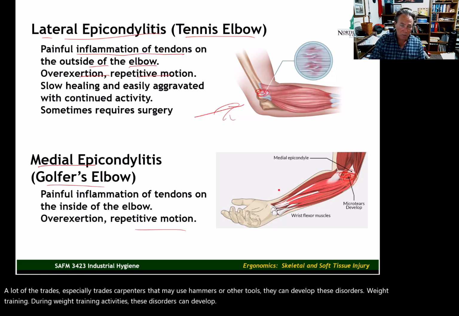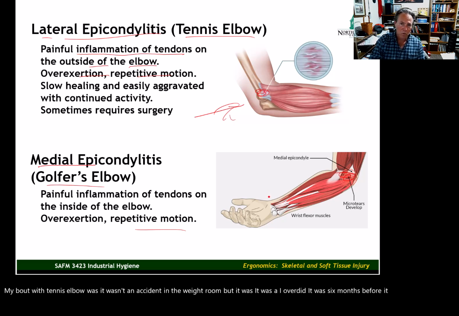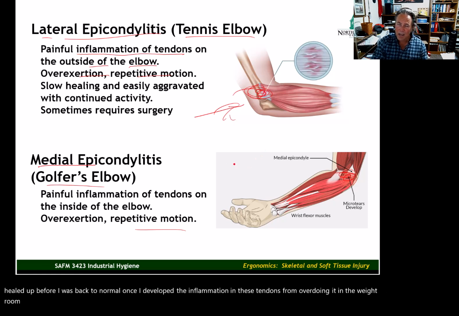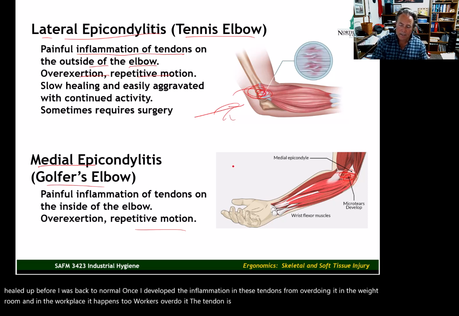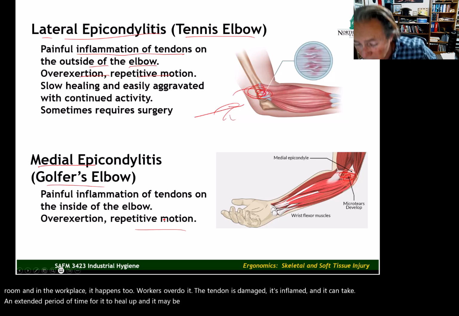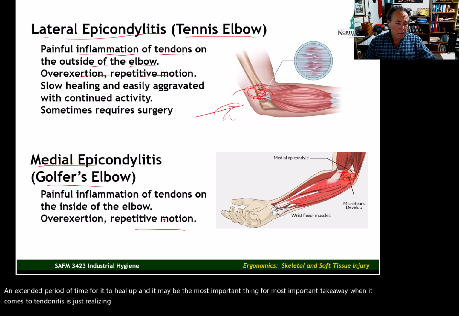My bout with tennis elbow wasn't an accident in the weight room, but I overdid it. It was 6 months before it healed up, before I was back to normal, once I developed the inflammation in these tendons from overdoing it in the weight room. And in the workplace, it happens too. Workers overdo it. The tendon is damaged, it's inflamed, and it can take an extended period of time for it to heal up. And maybe the most important takeaway when it comes to tendinitis is just realizing how slowly it does heal up.